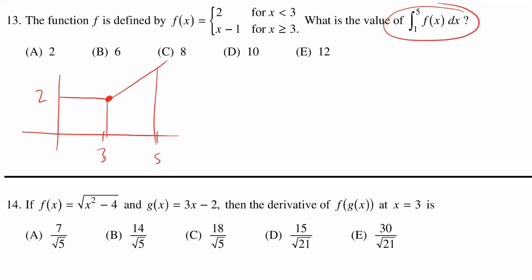Let's find some area. 6, good. 2 plus, what's this guy here? Is that just going to be 4? So we've got a little trapezoid there. 2 plus 4 divided by 2 times 2 is 4. So 6 plus 4 is 10. Good.